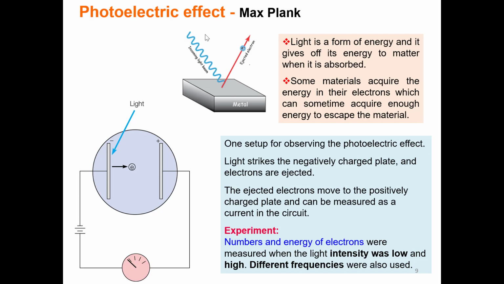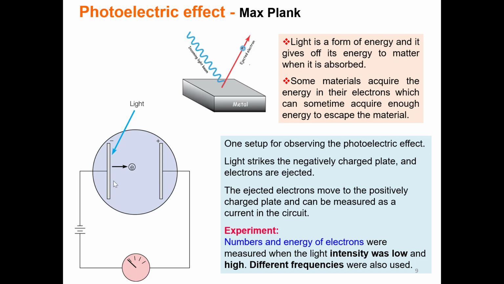Before talking about the setup of the experiment, let's see what happens when light interacts with matter. Light, which is energy, when it interacts with matter, that matter absorbs that energy. If that material acquires energy and passes this energy to the electrons, sometimes they give enough energy to the electrons and the electrons can escape from the material. Let's see now what setup was used by Max Planck when he conducted the photoelectric effect experiment.